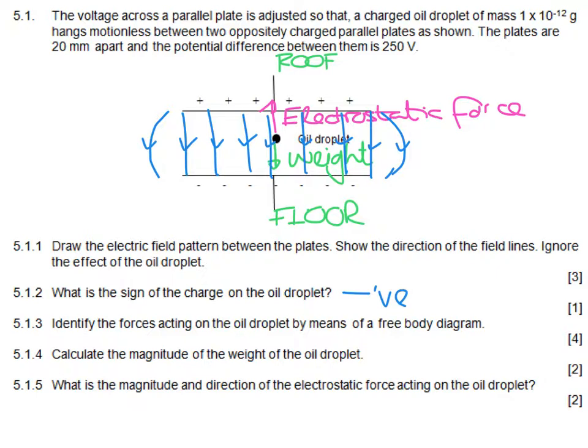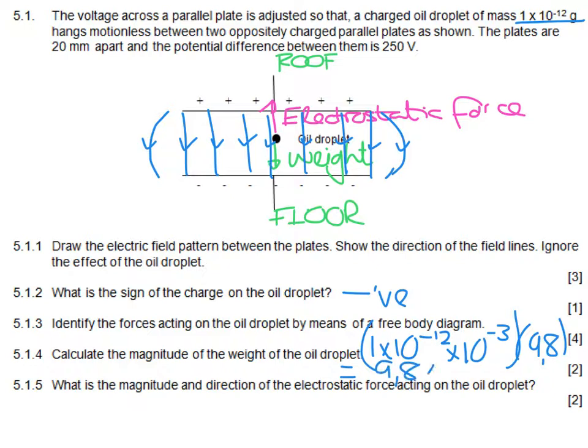Calculate the magnitude of the weight of the oil drop. Well, they've given me a mass. I need to change that into kilograms first and foremost. So it's going to be 1 times 10 to the negative 12 times by 10 to the negative 3. And then I need to multiply that by 9,8. And I land up with 9,8 times 10 to the negative 15 newtons.